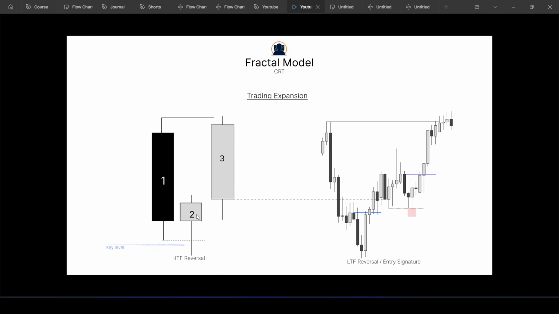We're also going to backtest the classic fractal model, which just requires the C2 on the higher time frame. Let's say you identify a fractal model on the higher time frame, might be the weekly time frame. Then you can drop down to the 4-hour time frame to look for a reversal signature and get entry to target the draw on liquidity.